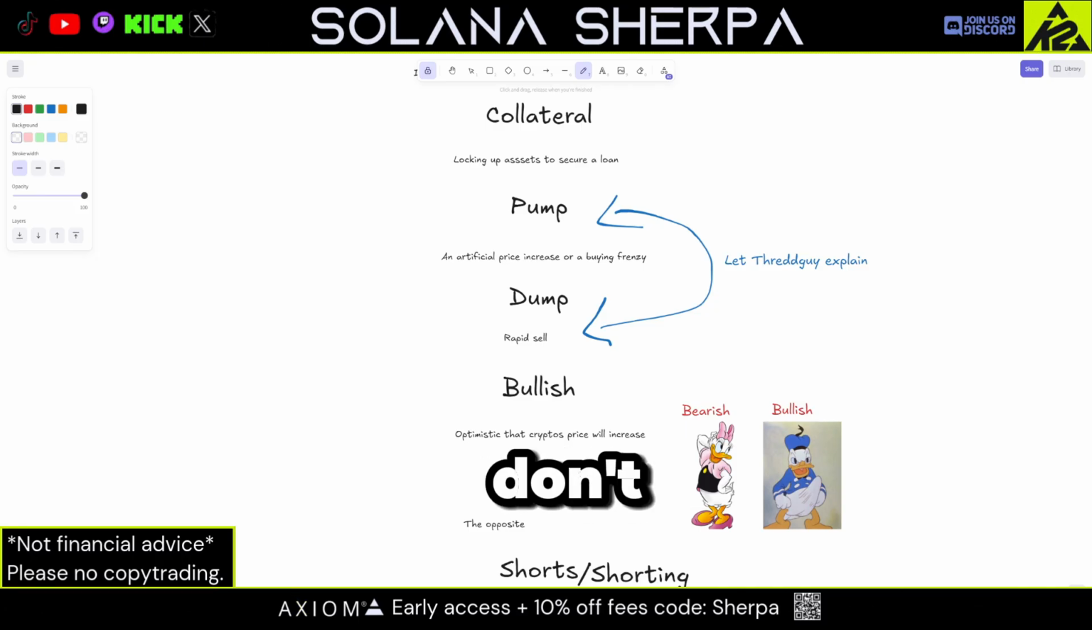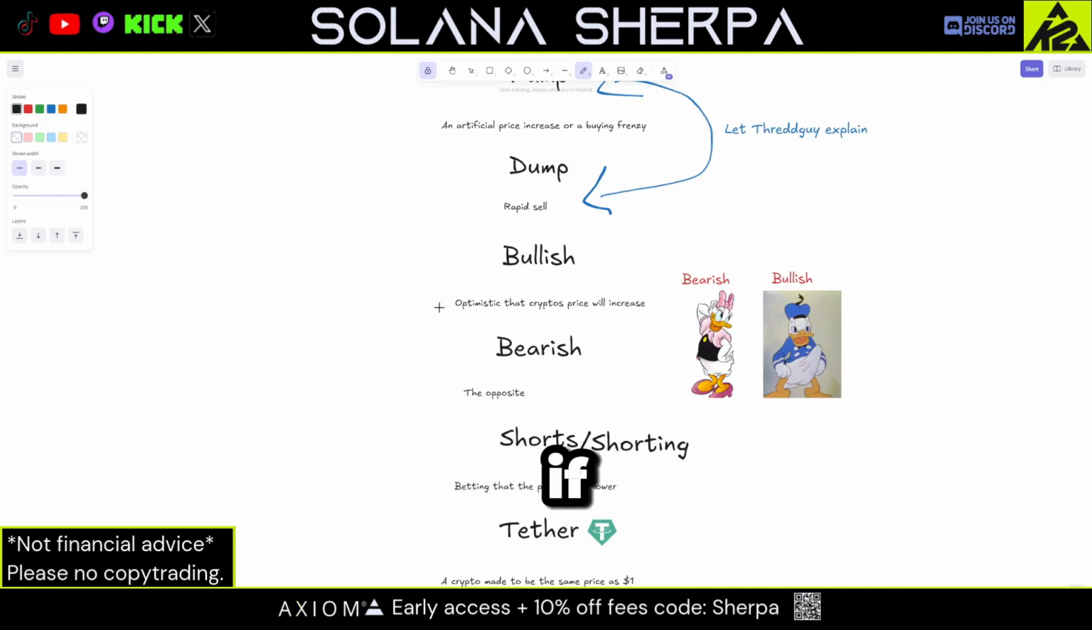So, to put it simply if you don't understand, influencer says coin good, coin price go up. Influencer sells, coin price goes down. Bullish and bearish are just 2 ways to state if you're optimistic or pessimistic about the future of crypto.